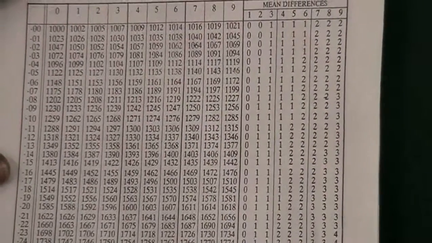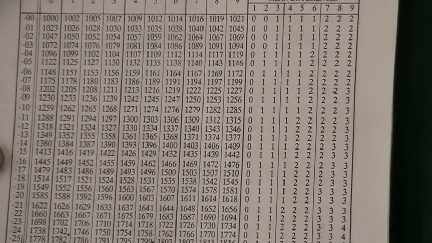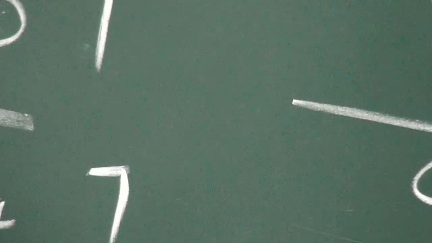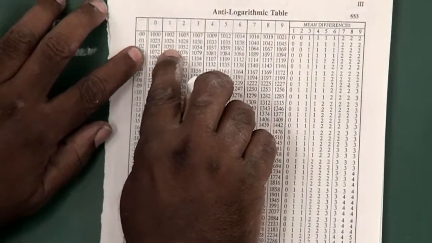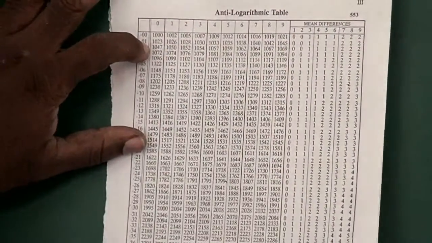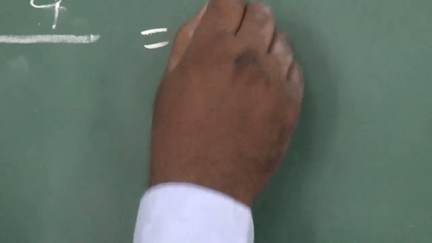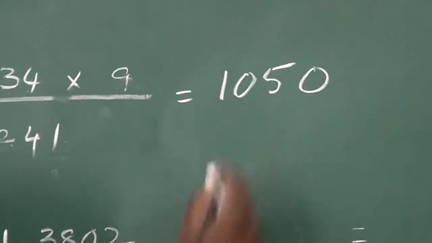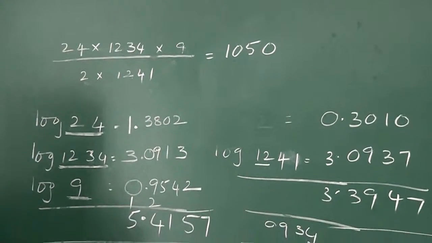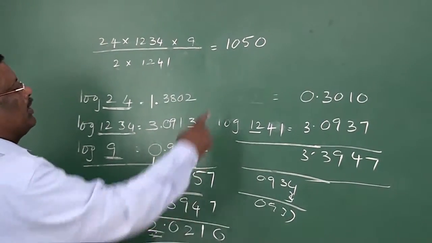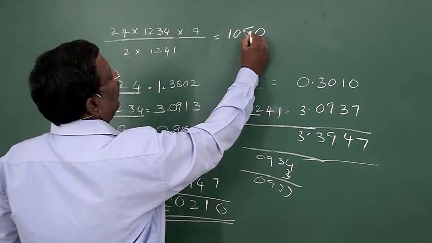So now to see the anti-log for 2.0210: the 2 is the characteristic. It decides the number of digits. That means the answer is a 3-digit number. But what is the answer? You will get it from this. 0.02 against 1 is 1050. Now here the last digit is 0, and the mean difference will also be 0. Now it is a 3-digit number, but in the answer you got 4 digits. So put a decimal point here.